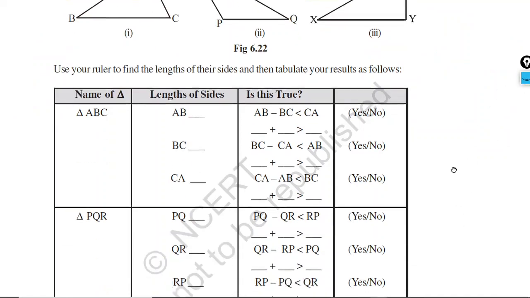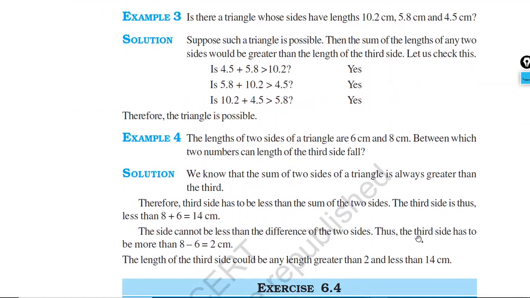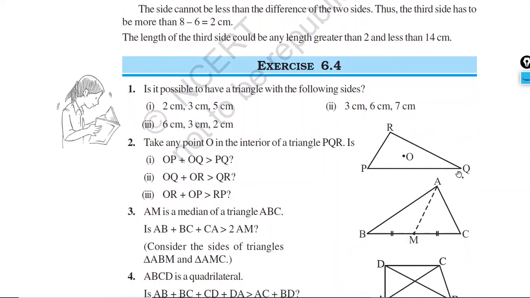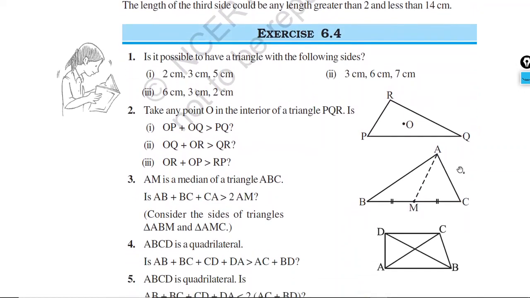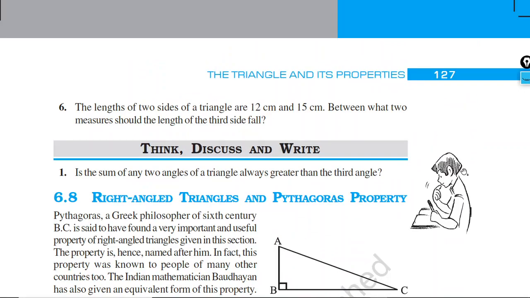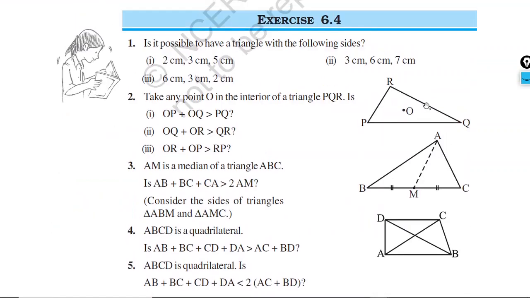Okay, anything else? So two examples are here. You please try all the examples for this exercise. Okay, how many questions are there? 6 questions. Okay, let's complete the exercise here.